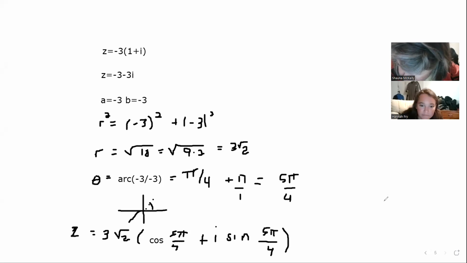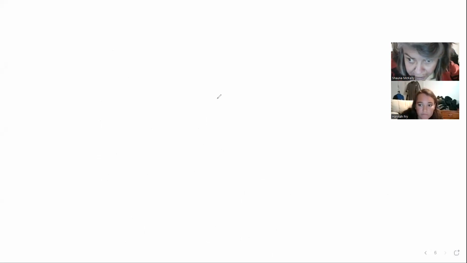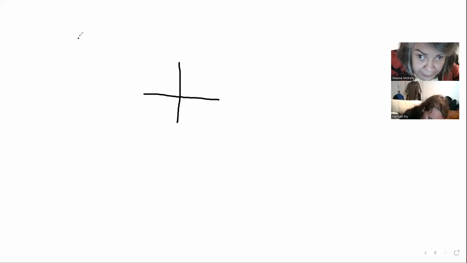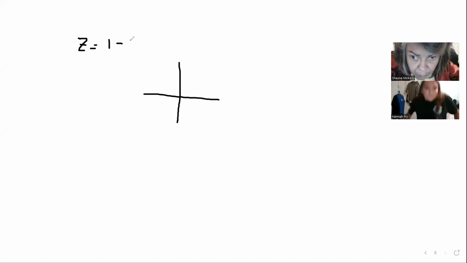That is in quadrant 4. X is positive, Y is negative. It's quadrant 4. So essentially what's happening is this. See, you're doing really well. So what you're looking at is this, okay? You have the number 1 minus I. Z is equal to 1 minus I, right? So this is 1 minus I. And that means that you're down here, okay?